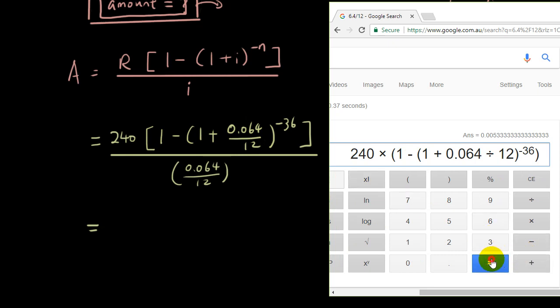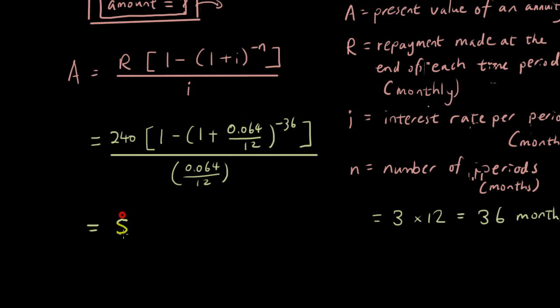So press equals, and then I'm going to divide it by the bottom line, which is 0.064 divided by 12. And I have $7,842. 7842.23. Sorry, because I need to round it. Okay, so that is how you do the present value of an annuity.